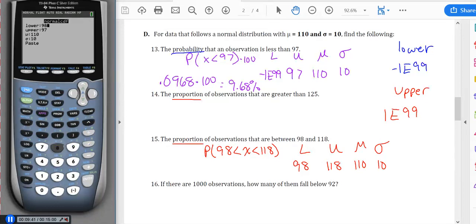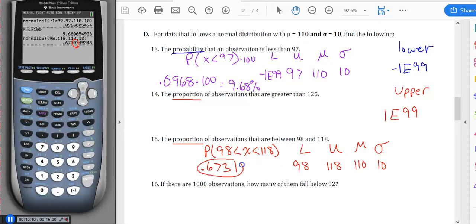My lower bound is now 98. My upper bound is 118. And I still have the same average. I still have the same standard deviation. I'm going to paste that in. Press enter to actually calculate it. It tells me it's 0.673. Now you can allow this 7 right here to round that 0 up to a 1. You can just truncate it and put a 0 there. Either way, it's going to be your answer.